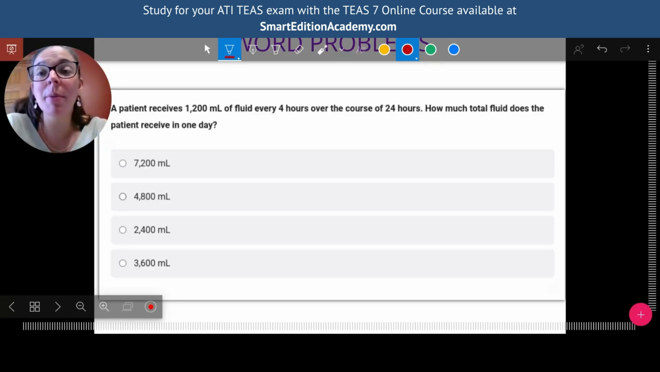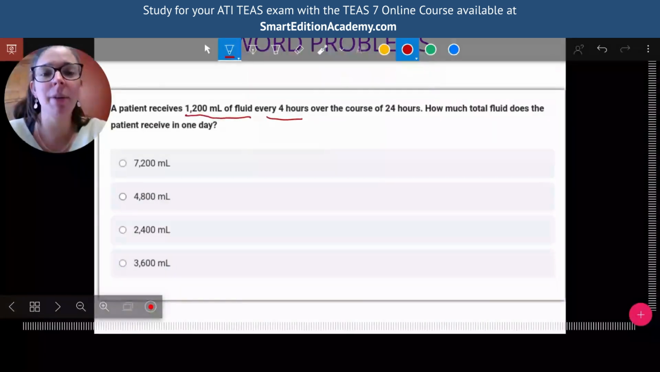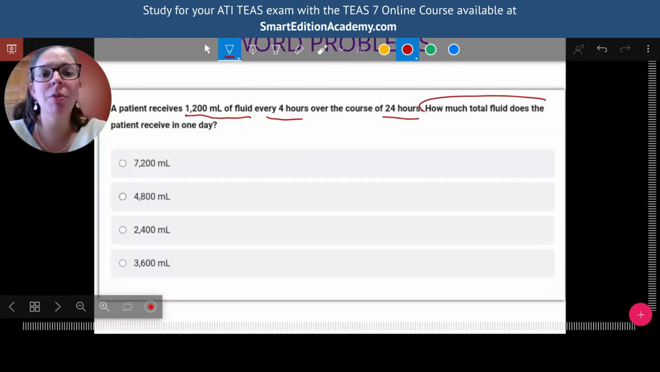So just a couple tips about word problems. You really want to do close reading. Make sure you understand the information they're giving you and the question that they're asking you. So I like to just do some little notations. I'll underline or circle important information. So what I see so far is that they're receiving 1,200 milliliters of fluid every 4 hours for 24 hours. Okay, so the question is, how much total fluid do they get in one day? So the first thing that I notice is they're asking about one day, and over here it says 24 hours. That's the same thing.